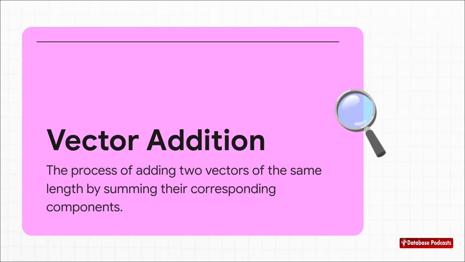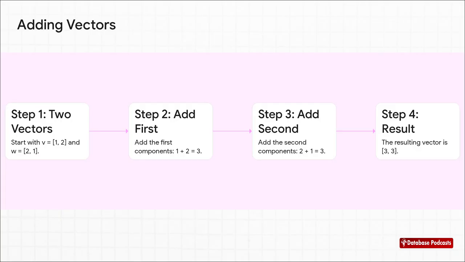Let's start with something super simple, addition. And the cool thing is, it works exactly how you'd think it would work. No tricks here. You just add the numbers in the same position from each list together, the first with the first, the second with the second, and so on. So you want to add vector v to vector w? Easy. We just take the first numbers, the 1 and the 2, and add them together. That gives us 3. Then we do the same for the second numbers, the 2 and the 1, which also gives us 3. And voila! Our new vector is simply 3, 3.